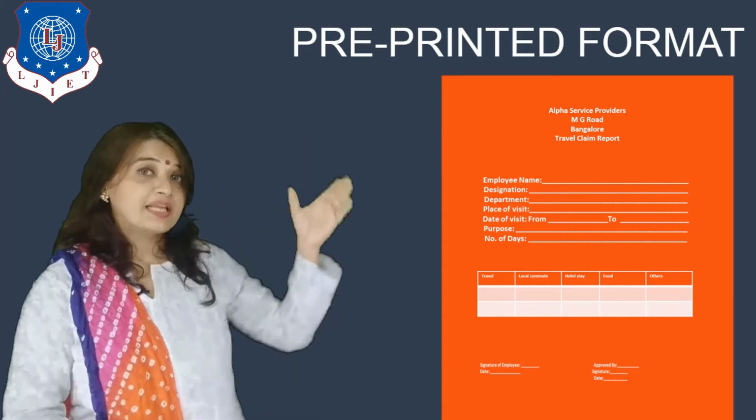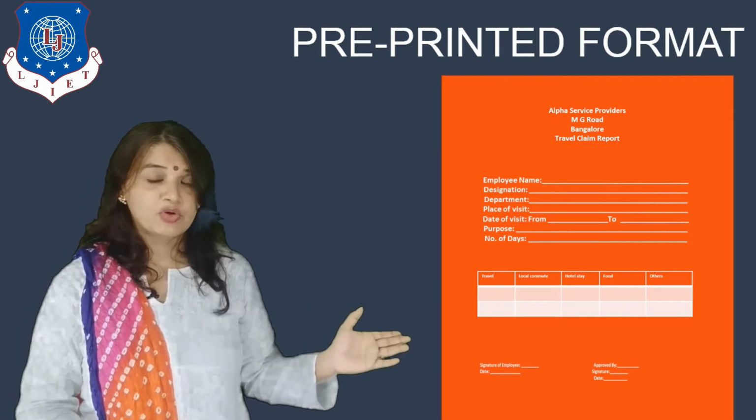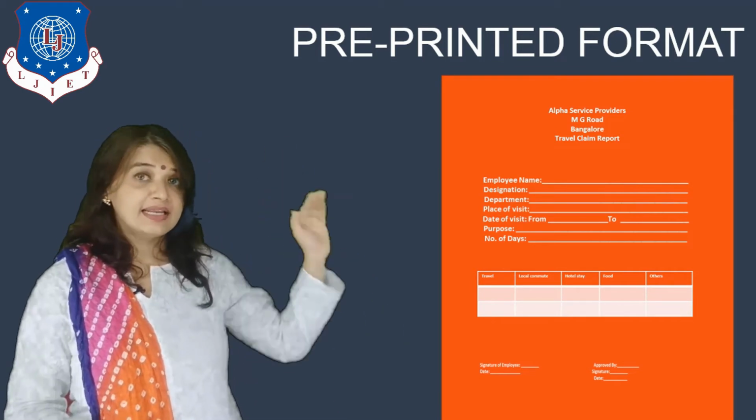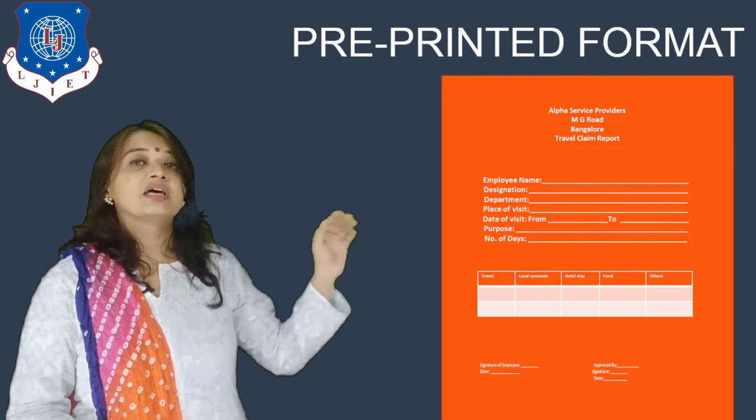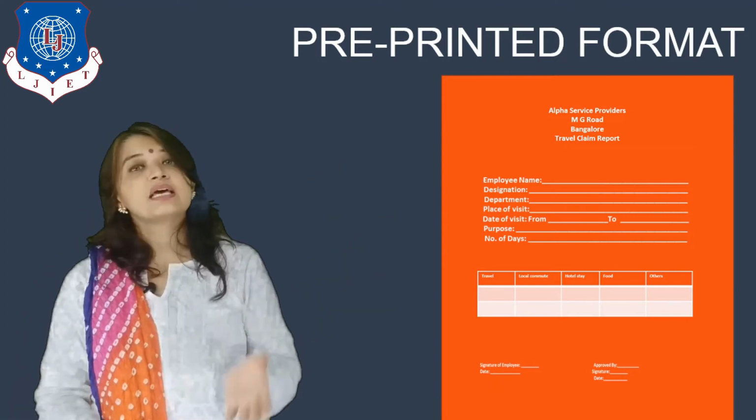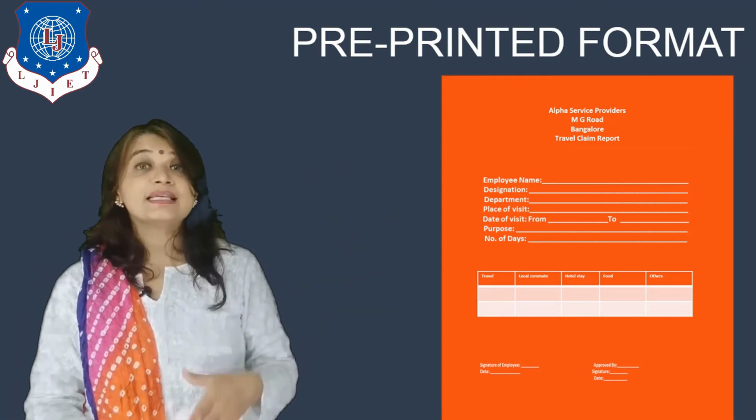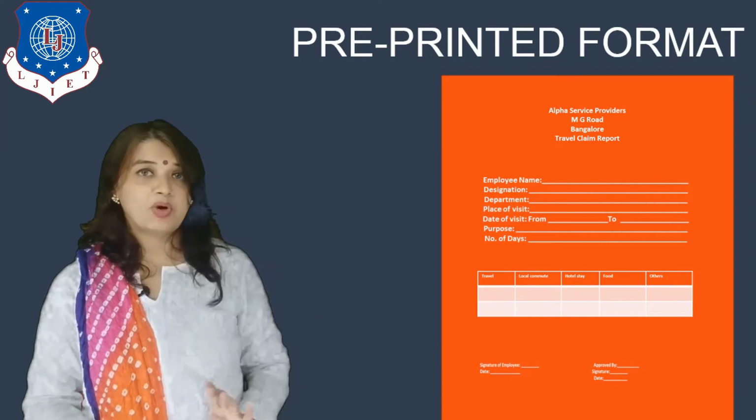So here you can have a look at this travel claim report which has certain headings written there and there are blanks which the employees can fill up. So let us see each element one by one.